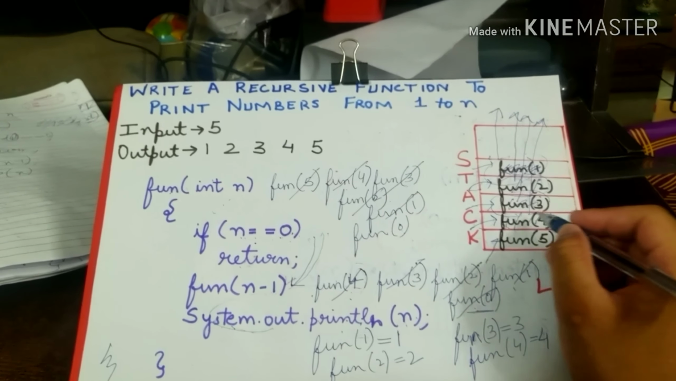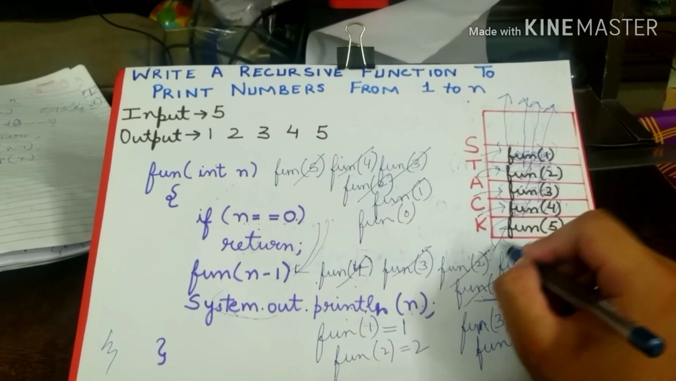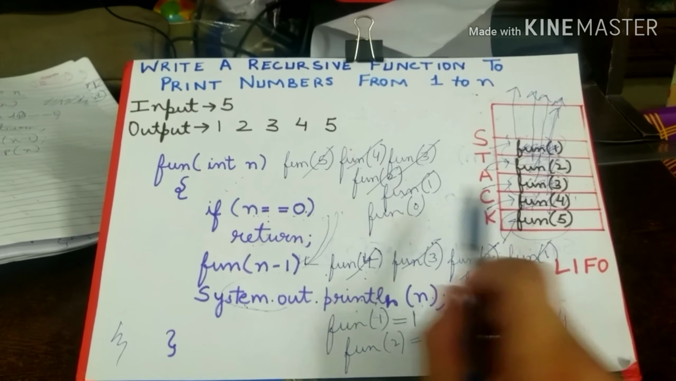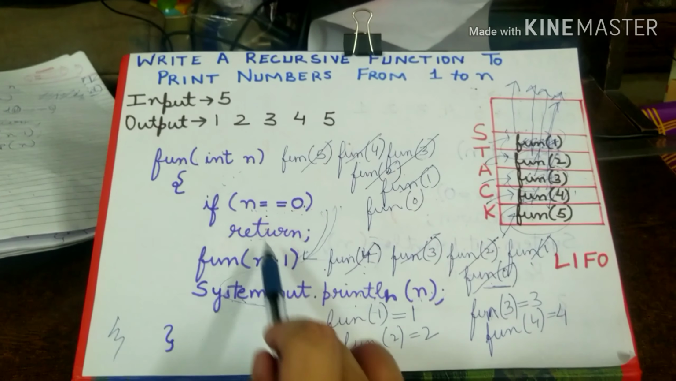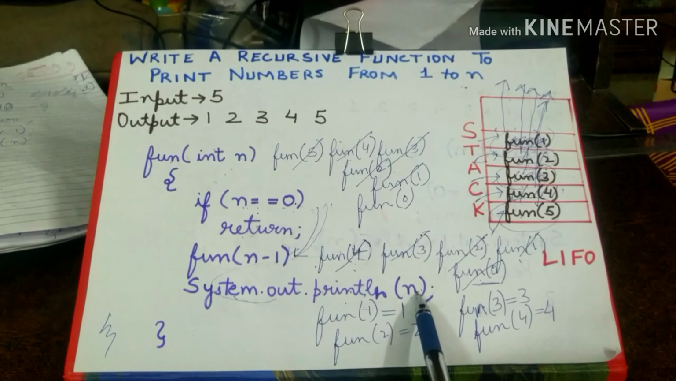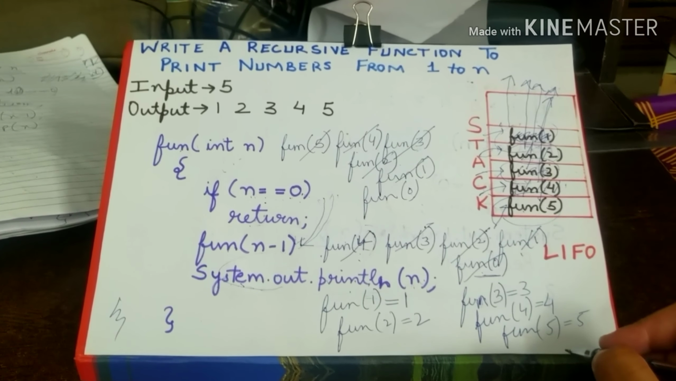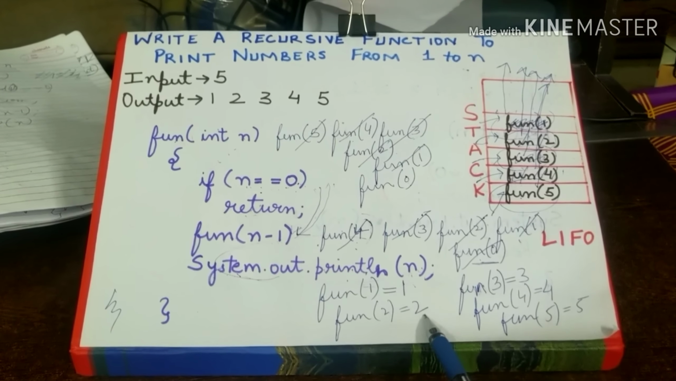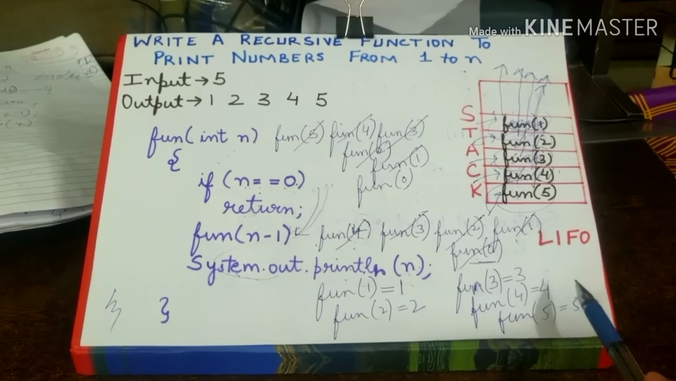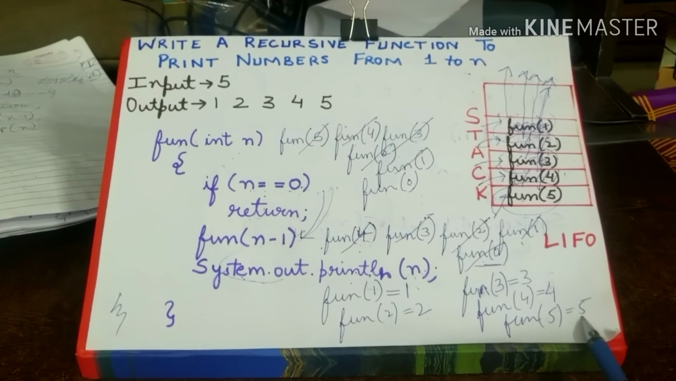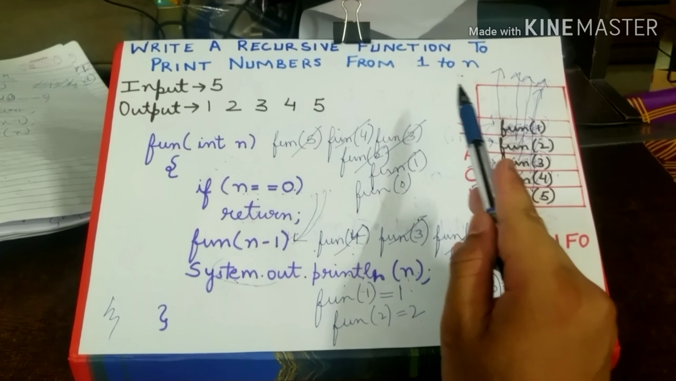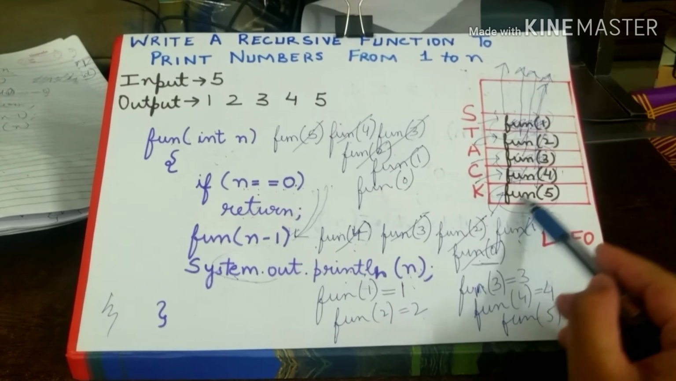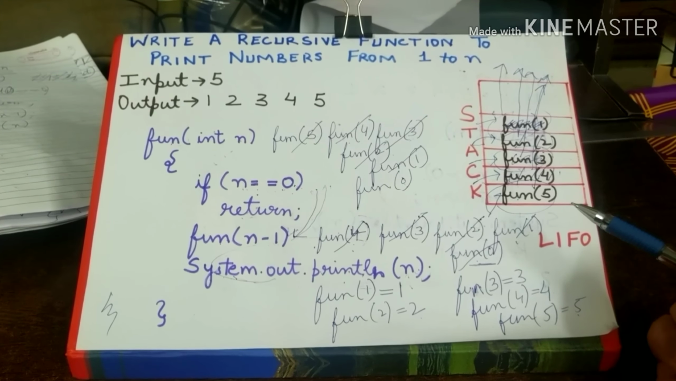So now what is left in the stack? Only fun 5 is left in the stack. So fun 5 will also get out of the stack. Now what is the value of fun 5? That is 5 only. So the output of this program will be 1, 2, 3, 4, 5. Thus we write a recursive function to print the numbers from 1 to 5 using the stack. Thank you.